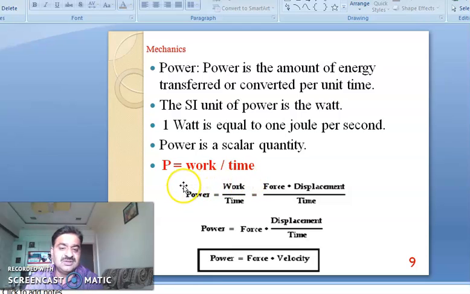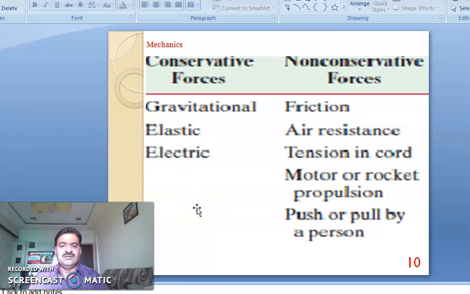Whenever a question is asked in an examination, if work and time are given, you can calculate power. If force, displacement, and time are given, you can calculate power. If force and velocity are given, then you can calculate power. If any two quantities are given, then the third can easily be calculated or obtained by using this relation.